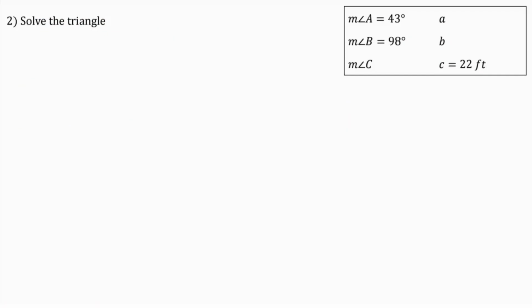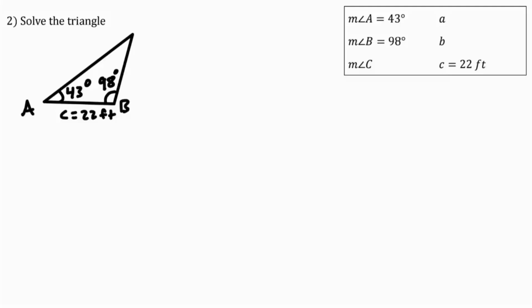For our next problem, we're given angle A, angle B and side C. So looking at this, we're most likely going to solve for angle C first. All right, so let's draw our triangle. With the given information, we notice we have an angle-side-angle, which should only give us one triangle.